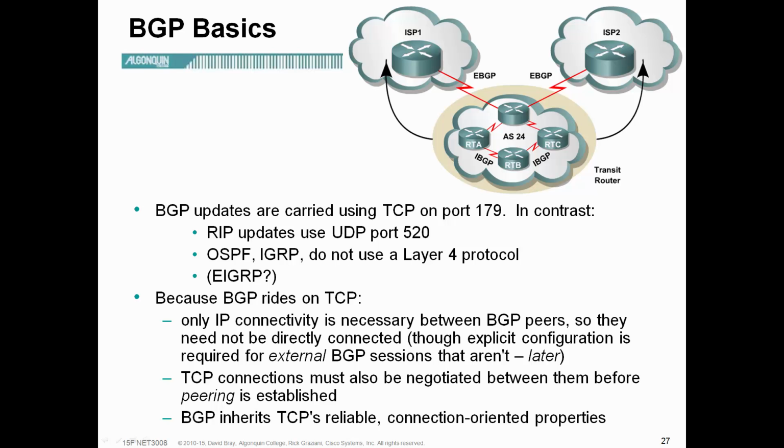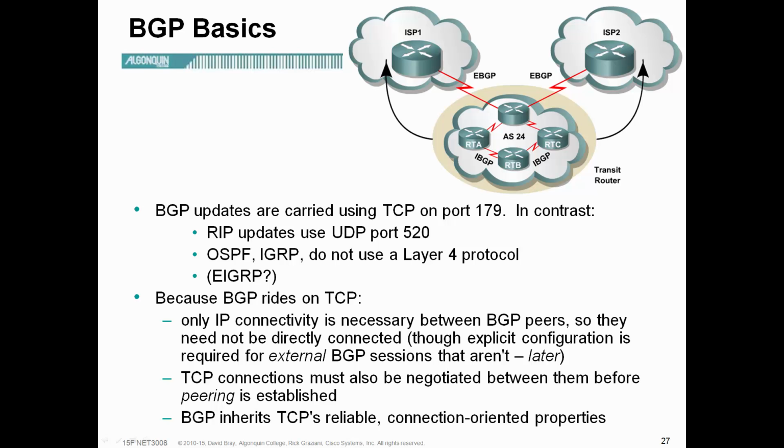So BGP relies on TCP, and it uses TCP port 179. Now in contrast, RIP updates use UDP on port 520, and OSPF, IGRP do not use a layer 4 protocol at all. Do you remember what EIGRP does? It uses reliable transport protocol, so there's no IP transport protocol at all, nothing at layer 4.